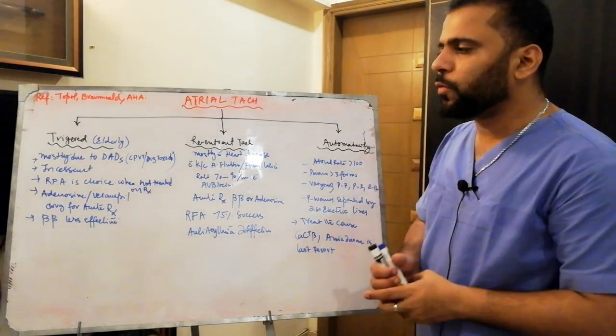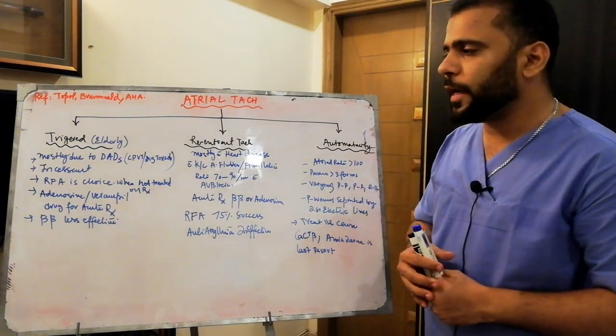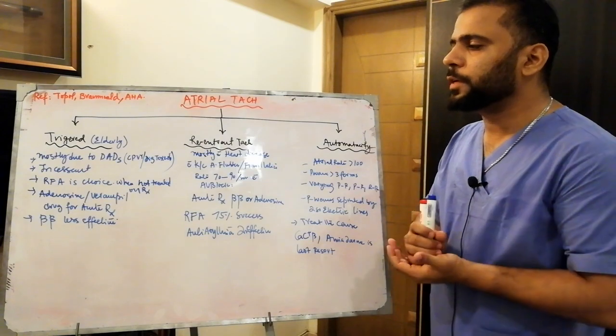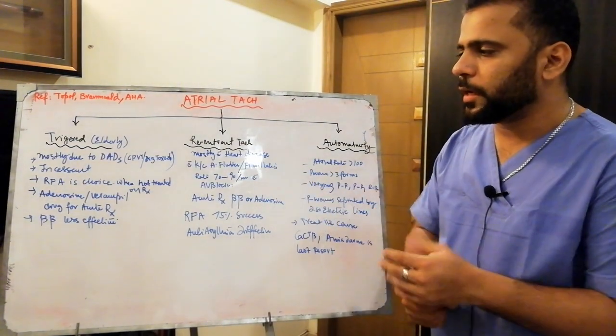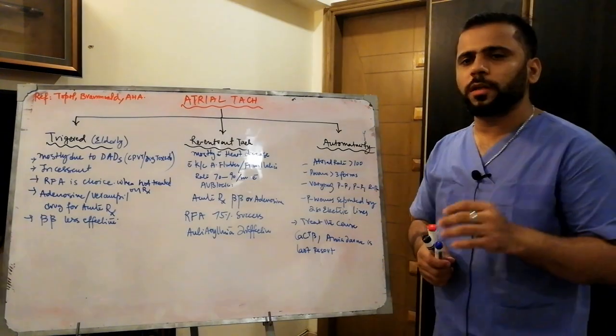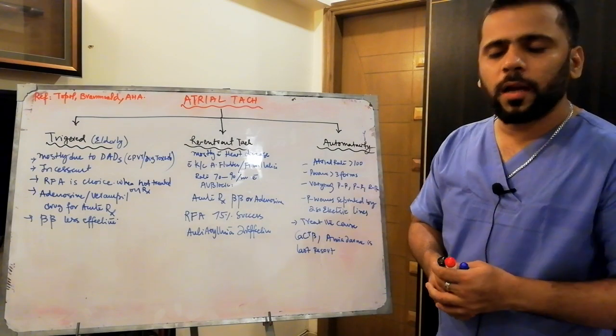Then the RFA would be the last resort. Then acute treatment: what are the drugs for acute treatment, how will you terminate it? You have to terminate it with adenosine and verapamil. Just remember one thing, that in these triggered ones, beta blockers are less effective.